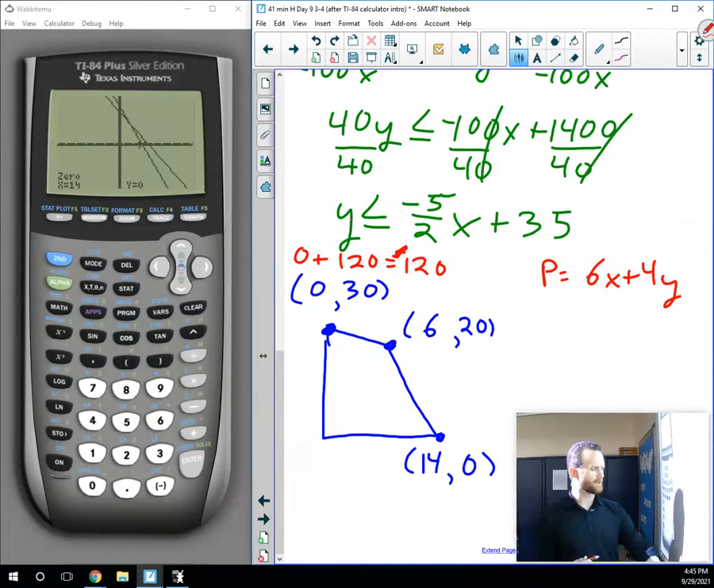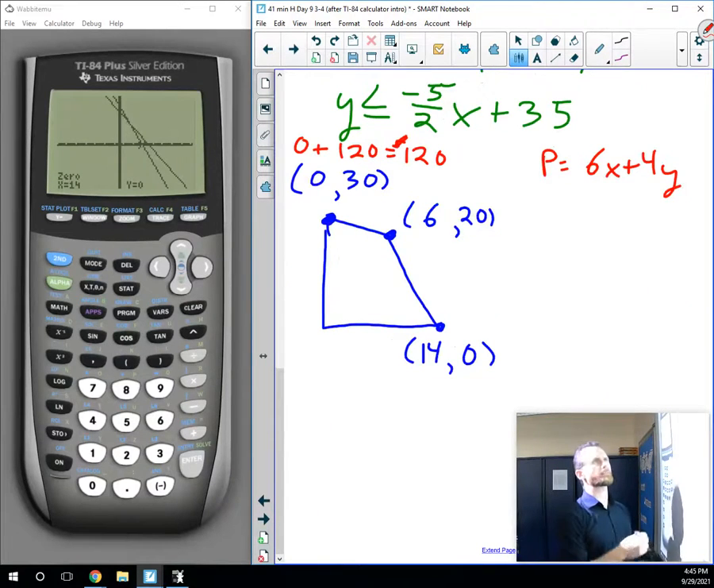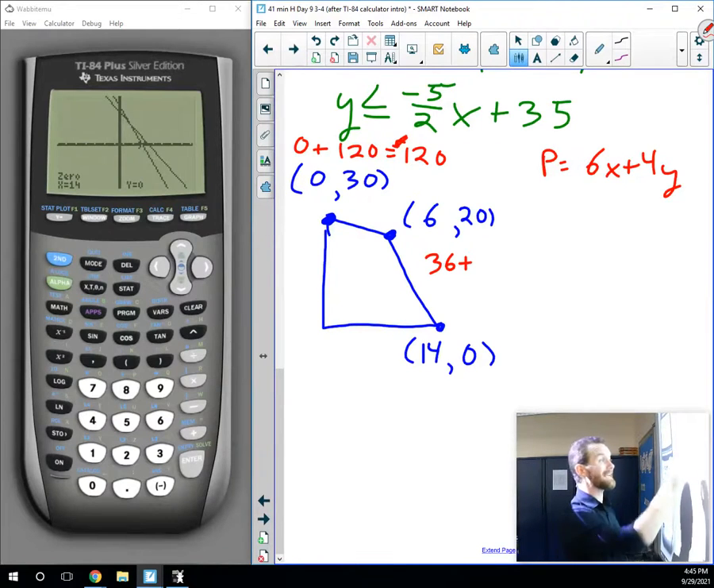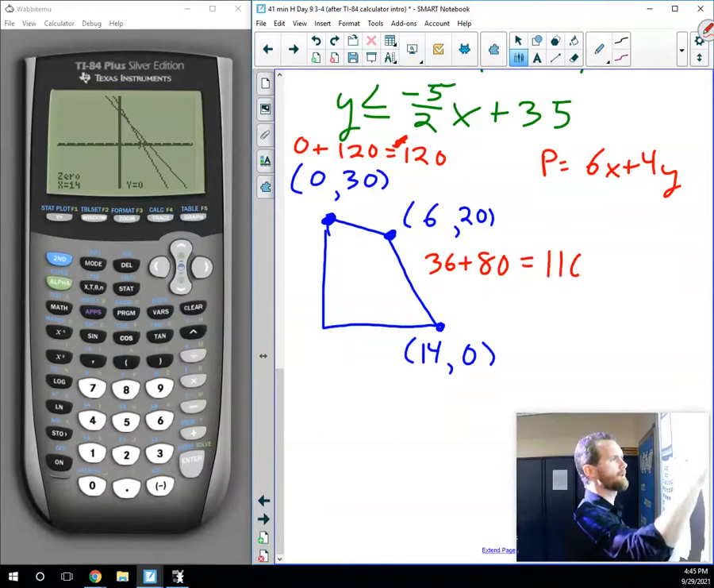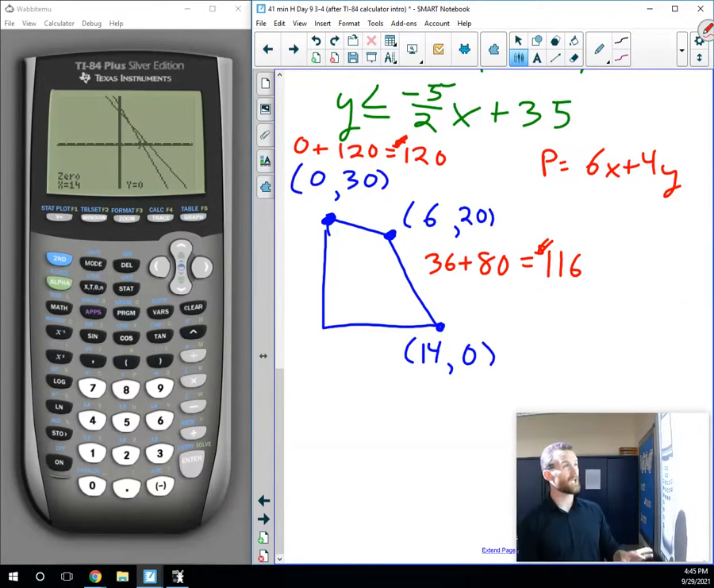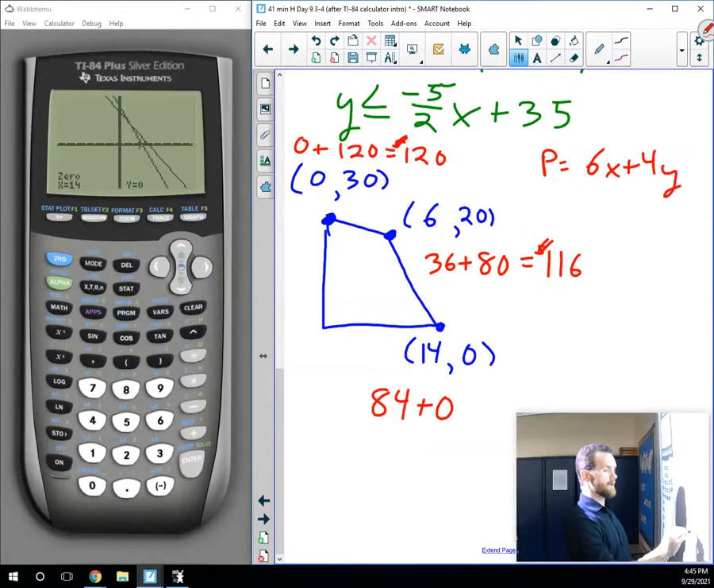With 6, 20, I'm going to need a little bit more space. 6, 20, that'd be 6 times 6, that's 36. Plus 20 times 4, that's 80. And that comes out to 116, if I'm doing that correctly. 8 and 3 is 11, and 6, yep, 116. So $116. And then last but not least, 14, 0. So that'd be 6 times 14. That's 60 and 24. That's 84 plus 0. And we get $84. So which one gave us the most amount of profit?